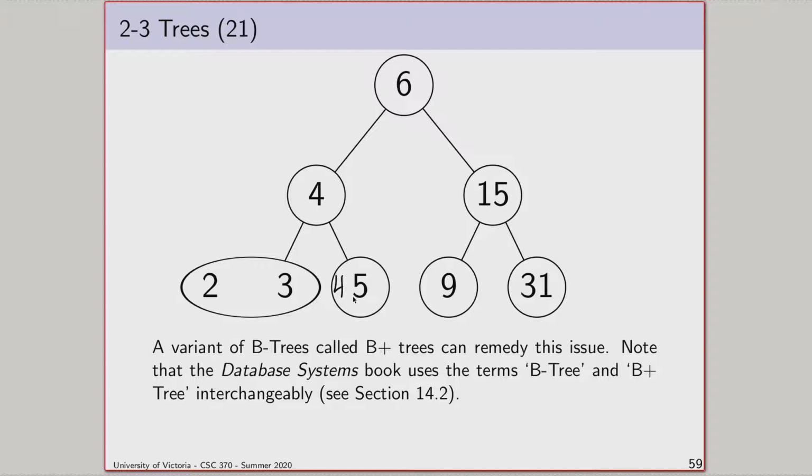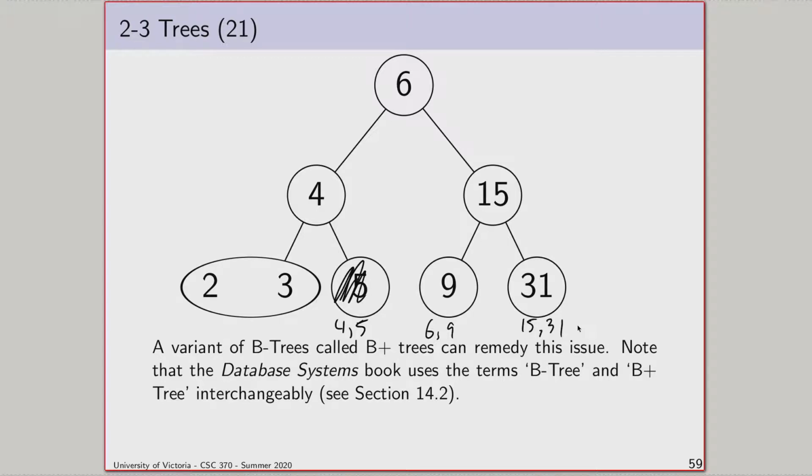The advantage of that is that if every key appears in one leaf, so I'll just dummy this up a little bit. Let's try, this is now going to be 4 and 5. This is going to be 9 and 15. This is going to be 6 and 9. And this is going to be 15 and 31.